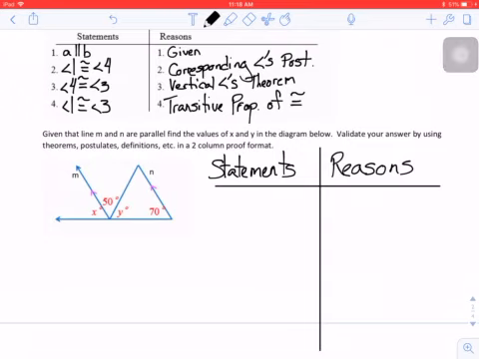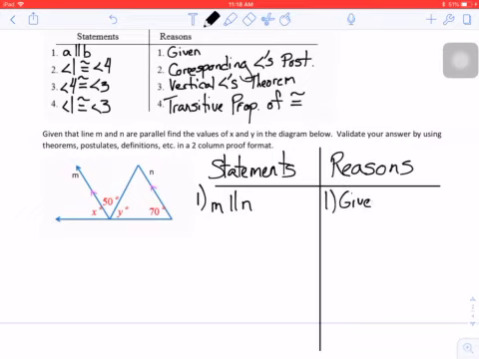We're going to start here with our statements. As always, start with your reason of given. So we know that we are given that line M and N are parallel. It even shows us in the diagram with those little pink arrows that those 2 lines are parallel. So I'm going to say M is parallel to N because it is given.